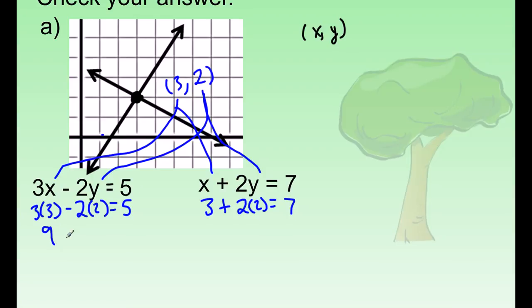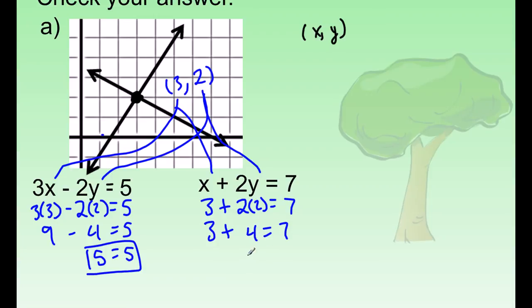So 3 times 3 is 9, 2 times 2 is 4, equals 5, and yes, that is true. So this point definitely works in my first equation. It is a solution because I got a true statement. Second equation, 3 plus 4 equals 7, and yes, 3 plus 4 does equal 7. So that point also works in the second equation.